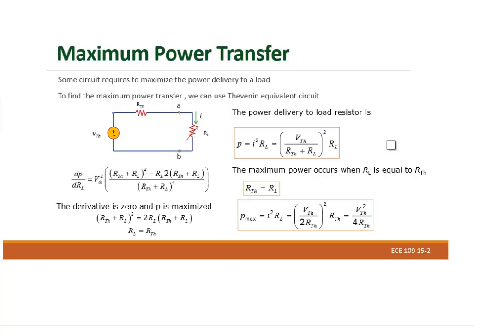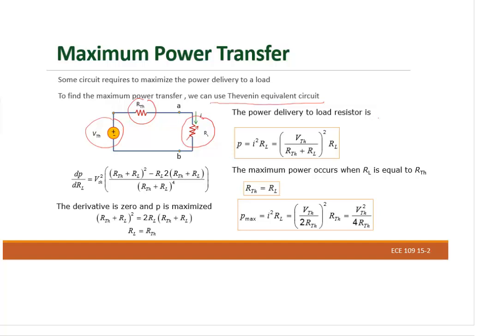So, maximum power transfer. Some circuits require maximum power delivery to a load, resistance, or whatever you connect right there. To find the maximum power transfer, we can represent this circuit as a Thevenin equivalent circuit. So we can find the equivalent voltage source and equivalent series resistance value. Then we can find out what the loading resistance value is to have maximum power transfer.